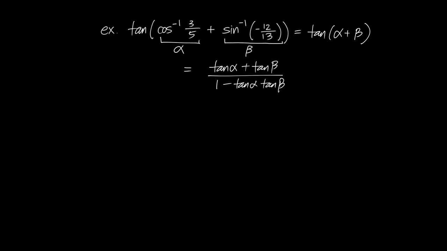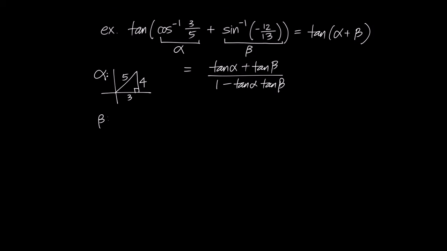So now we need to draw pictures, just like the previous examples, to represent alpha and to represent beta. So let's do alpha first. Well, alpha is inverse cosine, so it has to be the first or second quadrant. We have positive 3/5, so it's going to be 3 right there and 5 right there. Using the Pythagorean theorem, the missing side is 4.